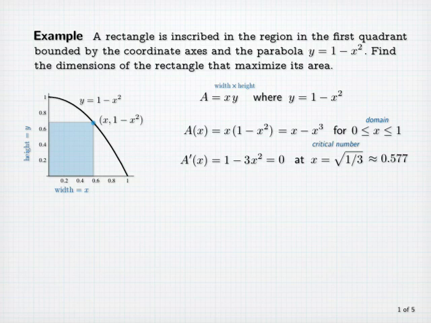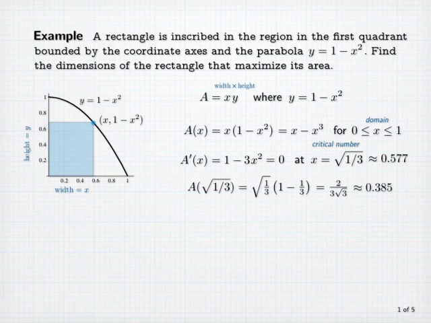Since the domain is a closed bounded interval, we'll compute the value of A at the critical number. x times 1 minus x squared, when x equals the square root of 1/3, turns out to be 2 over 3 root 3, which is approximately 0.385. Then we compute the endpoint values: A of 0 equals 0, and A of 1 equals 0 also. Therefore, the maximum value of A is A of the square root of 1/3 equals 2 over 3 root 3.